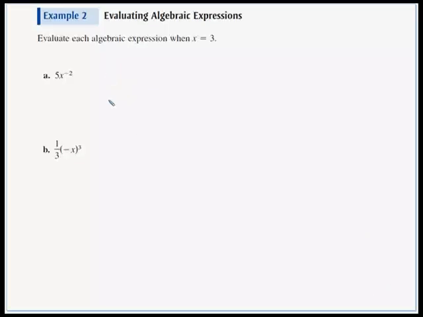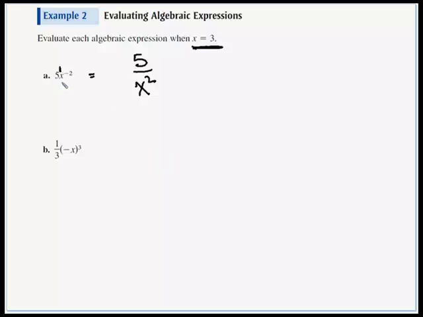Good stuff. Example 2, evaluate algebraic expressions. Evaluate each expression when x is equal to 3. So we have 5 times x to the negative 2. Before we even plug in 3 for x, let's get rid of that negative exponent. Those are kind of distracting. So now is it going to be 5x squared under a 1, or what happens? Remember, this 5 does have its own exponent. That is 5 to the 1st power. It's a positive 1st power. So 5 to the 1st, that stays up top. The x is the only thing with the negative 2 exponent. So that x to the negative 2 moves down and becomes x squared.